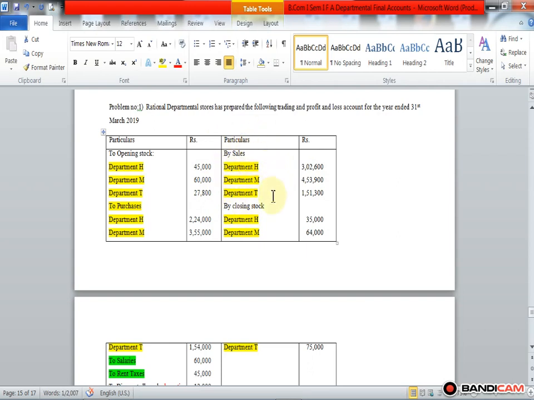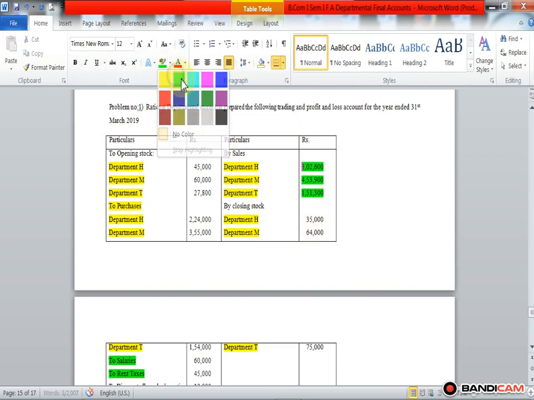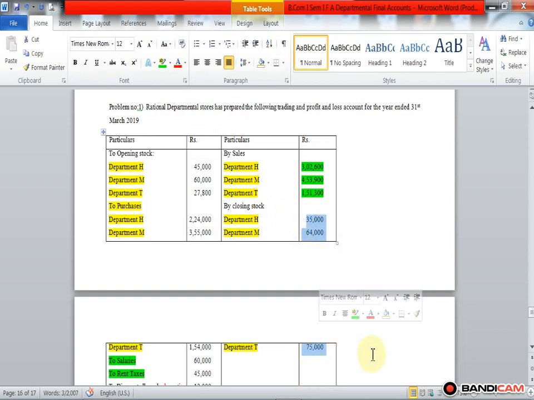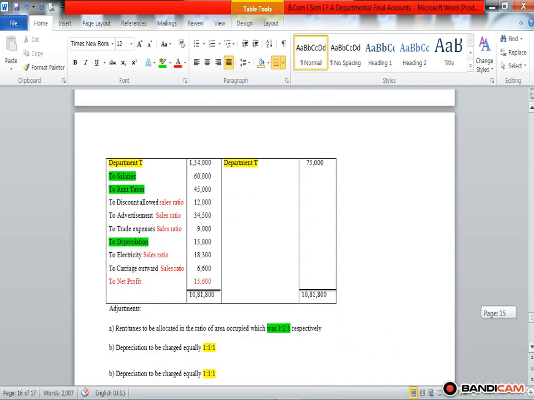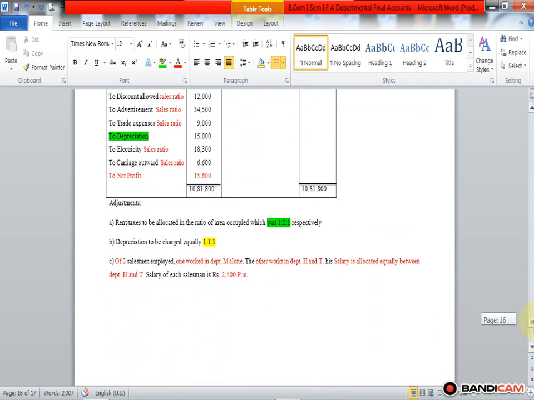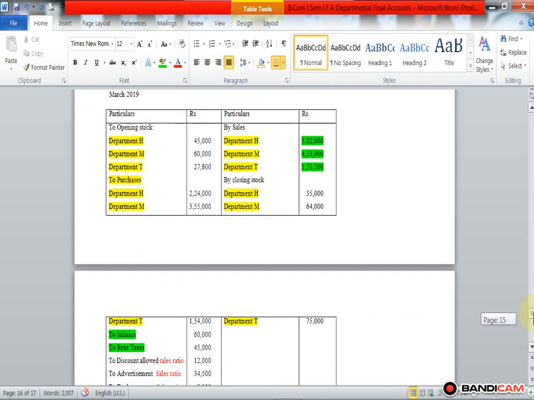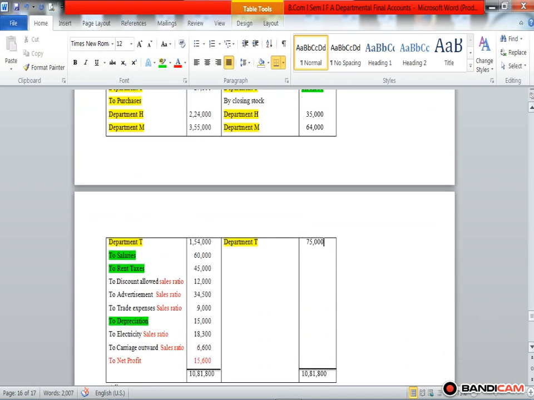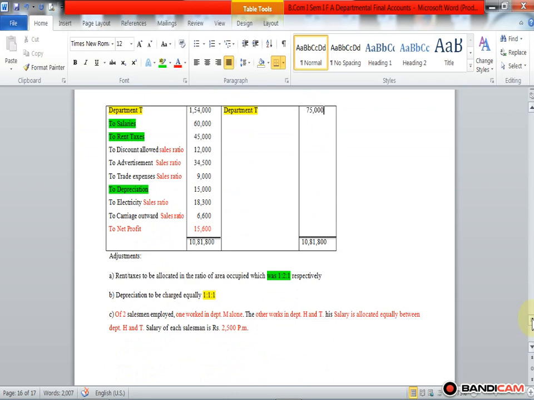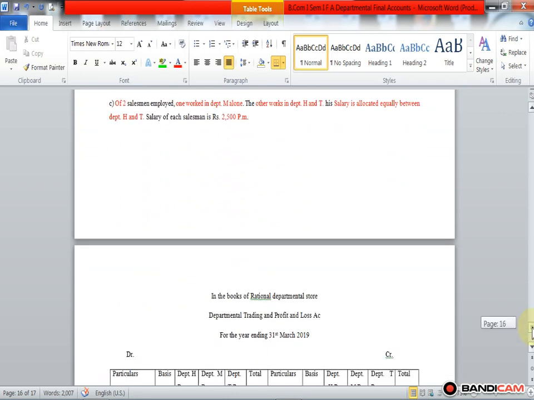Here sales is given. We calculate the ratio of sales on the basis of sales of each department. Closing stock is also given. Closing stock of the three departments is also given, so here we only transfer the value which is given in the problem to the department. So we read this problem again. Now we solve this problem.